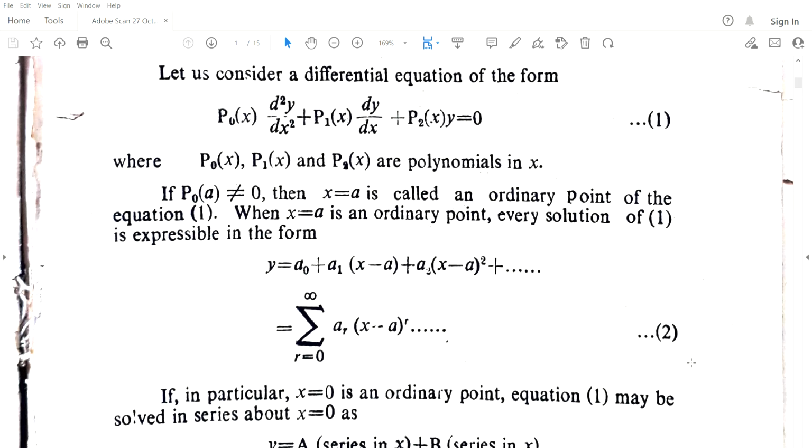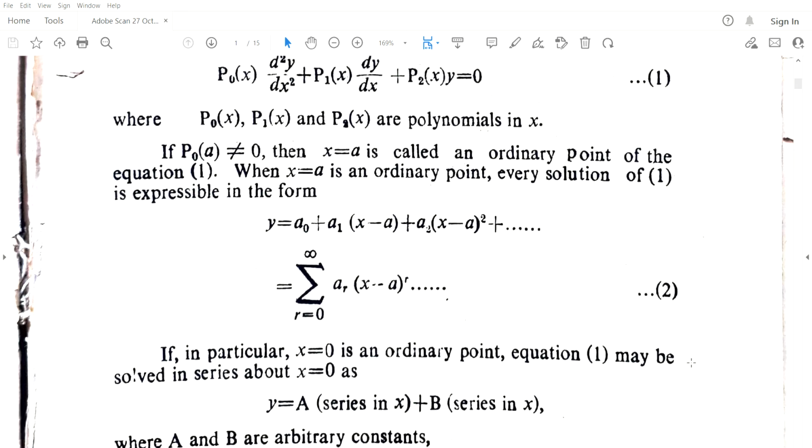If this is an ordinary point, then the solution about x is equal to a is given by y is equal to a0 plus a1(x minus a) plus a2(x minus a) whole square plus etc. As a summation, we write this series as the sum of ar(x minus a) to the power r, r from 0 to infinity. Therefore, this is the series solution of the differential equation for which x is equal to a is an ordinary point.